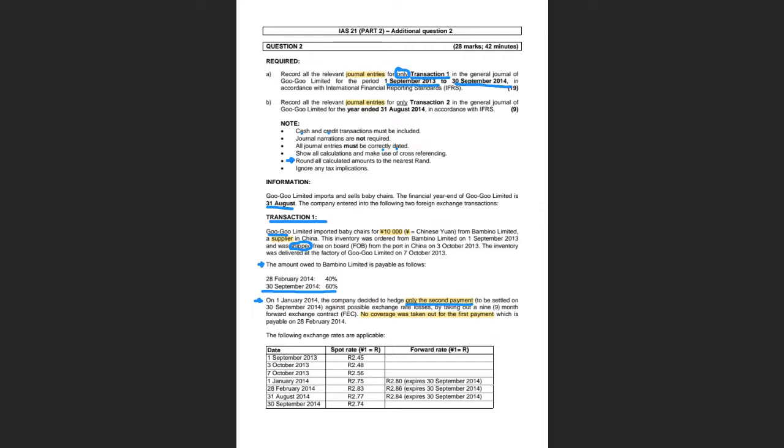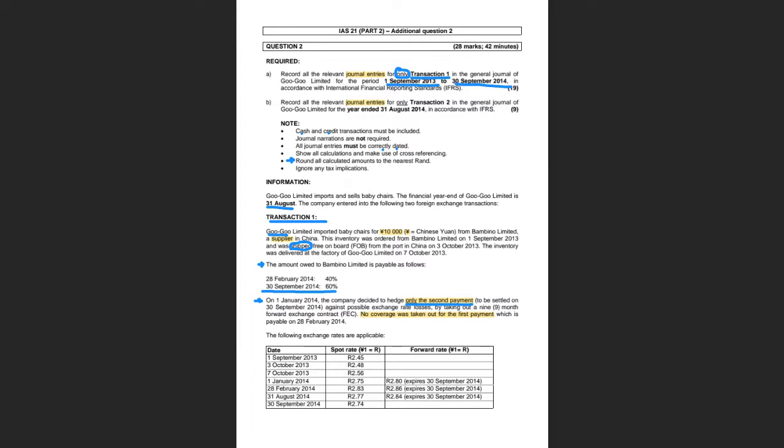Right. No, the amount is only for the second payment. The second payment is 60% of 10,000 yen, right? Which is going to be 6,000 yen, right? But we're going to talk about that just now. So it's 60%. So it's only the second payment, right?